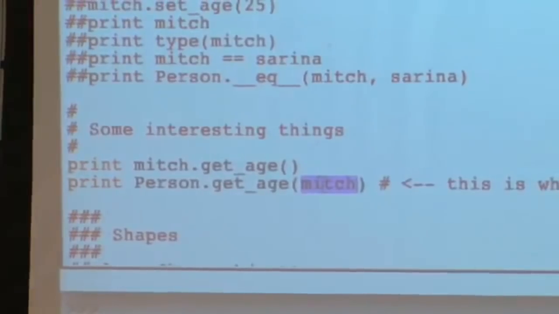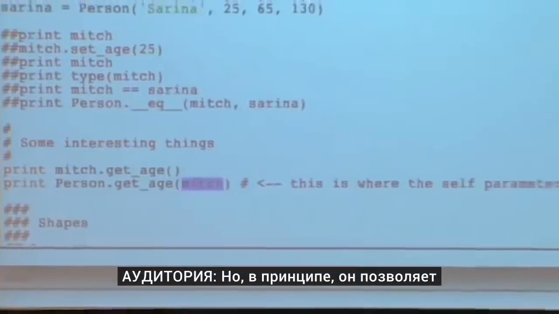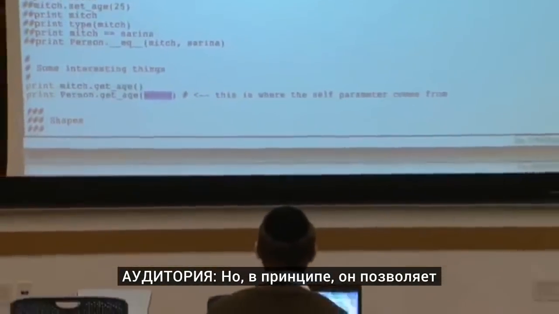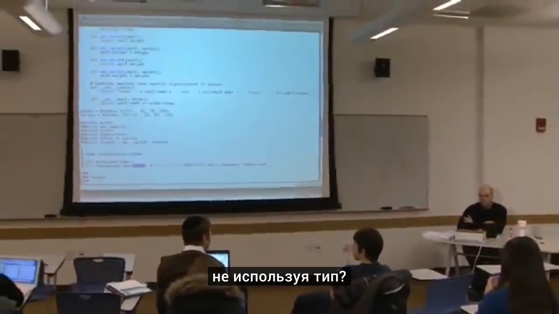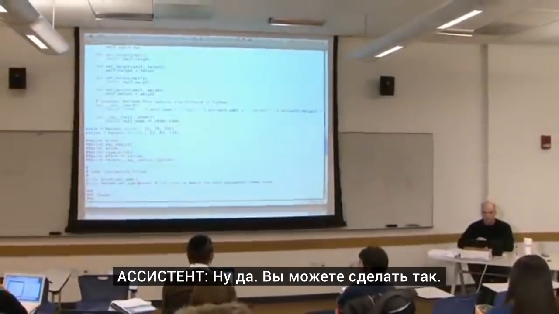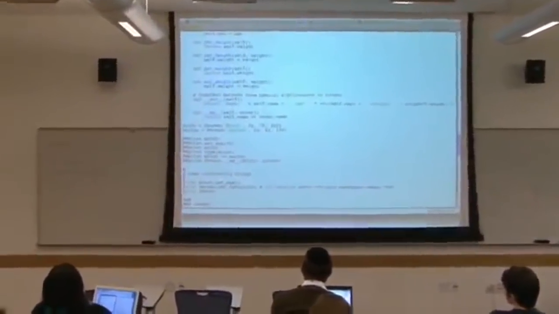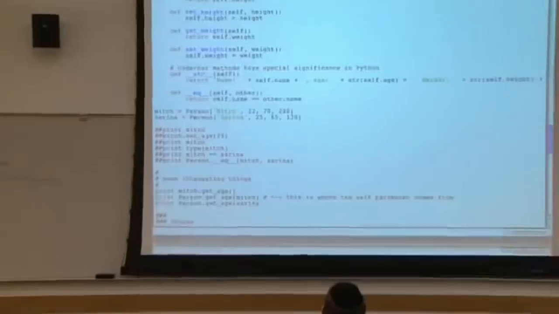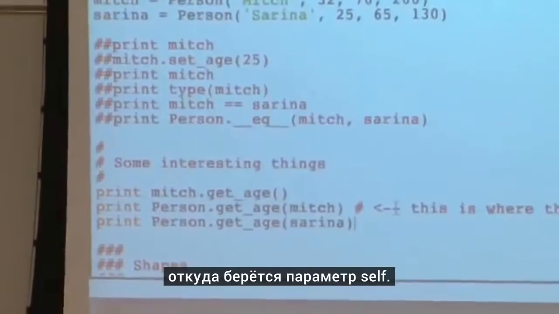So does it make sense in some way? It basically allows you to put in the name of the person instead of using the name of the type. Yeah, you could do this. I don't recommend that you do this. I'm trying to illustrate where the self parameter is coming from.